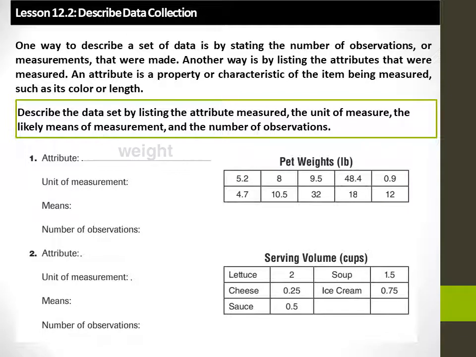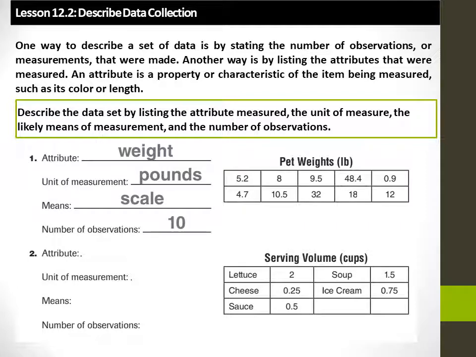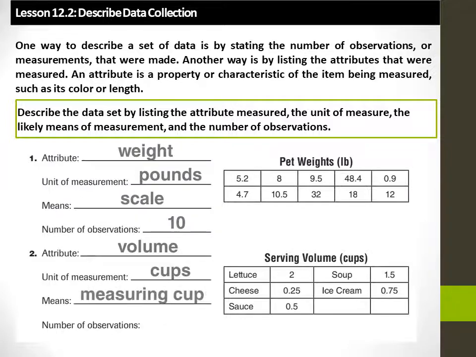In the first table, the attribute is the weight. The unit of measurement is pounds. The means is a scale, and the number of observations is 10. The attribute of the second table is the volume. The unit of measurement, cups. The means, the measuring cup, and the number of observations is 5.